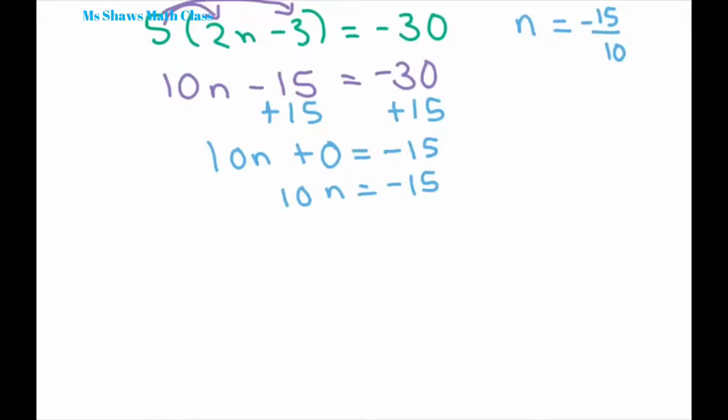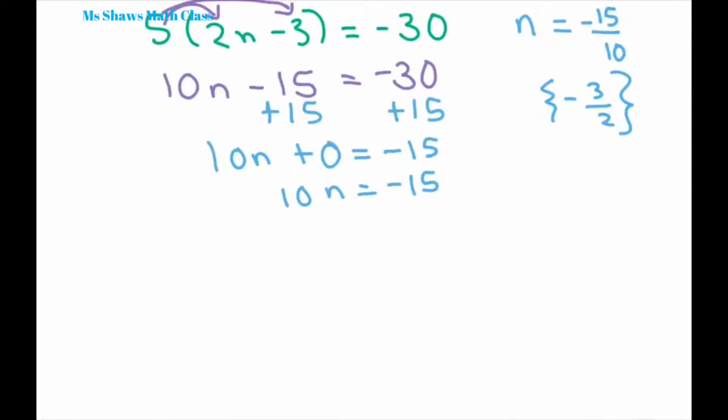We can reduce that. I don't know if I want to. Let's just leave it like that for now. But the reduction would be, if you divide both the numerator and denominator by 5, you'd get negative 3/2. So let's just reduce that.